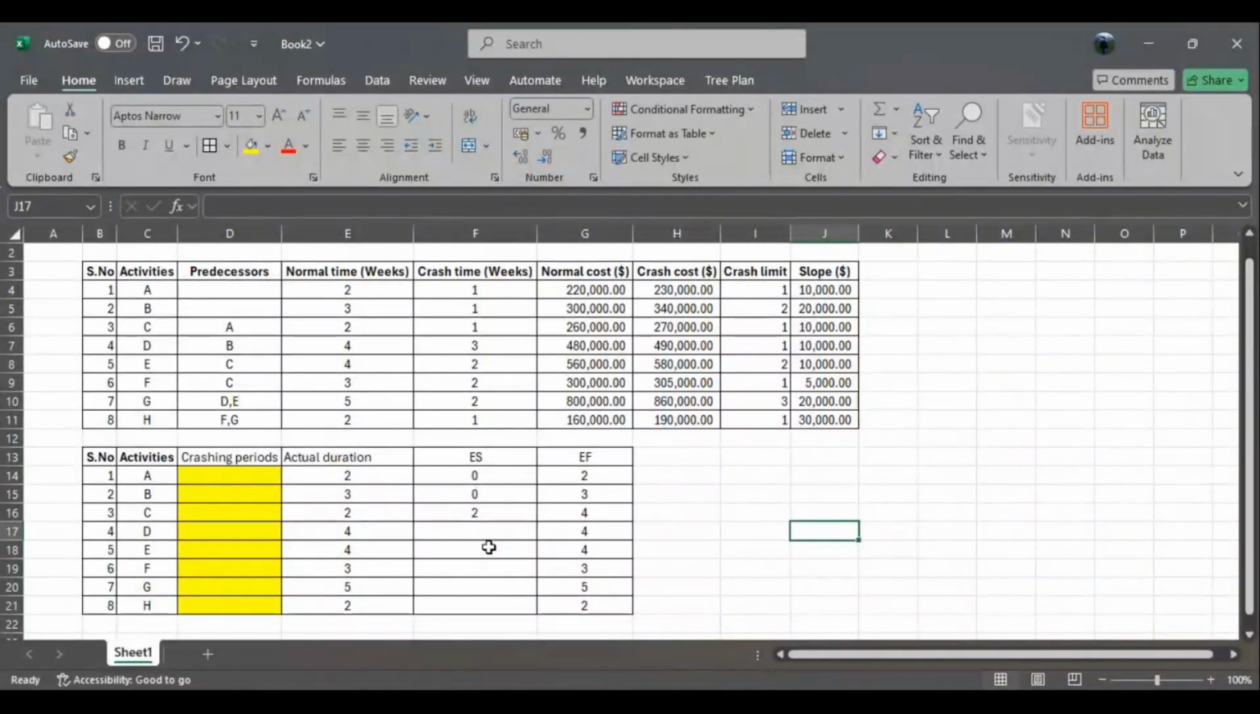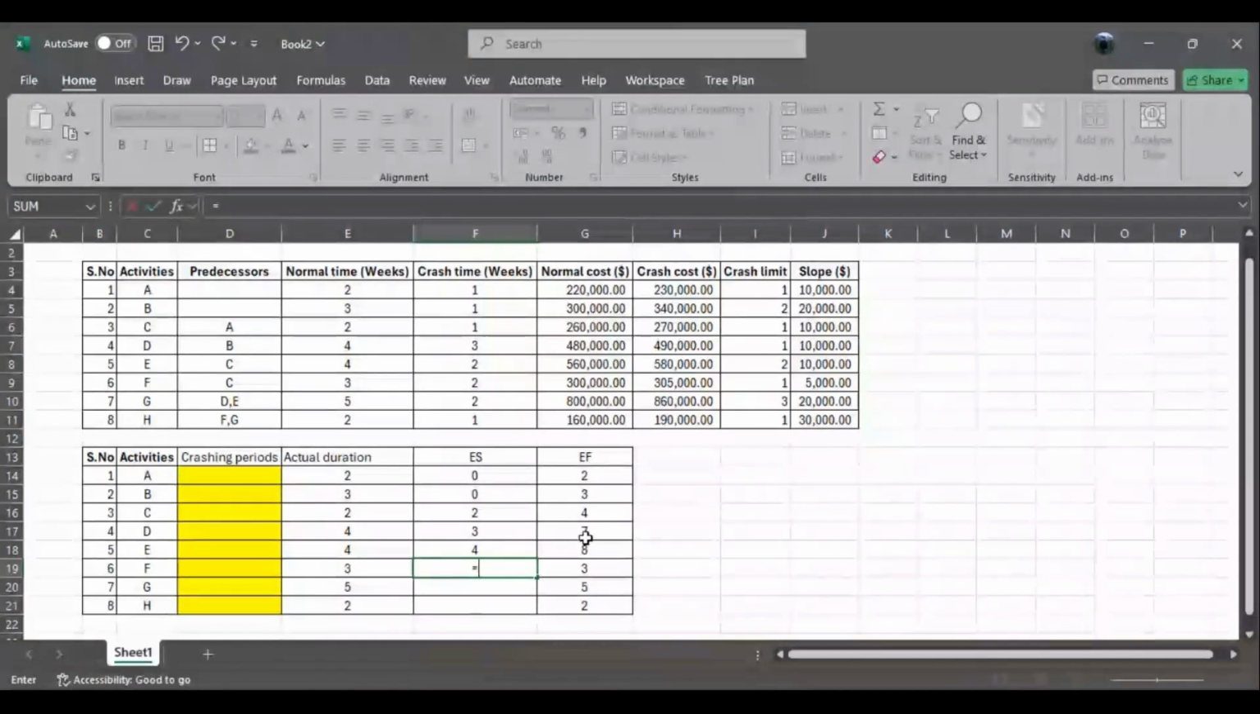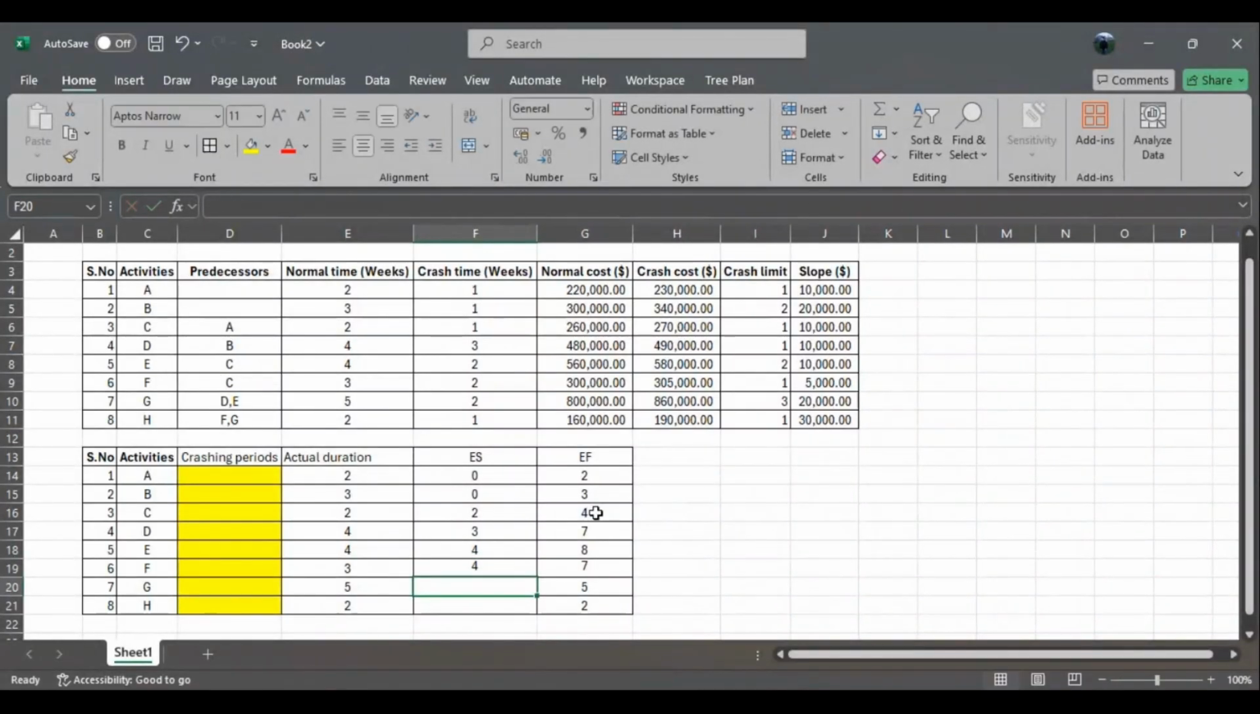Now, moving on towards activity D. What is the predecessor of activity D? It's B. So I'm supposed to click this cell now. D can only start when B is completed. So B is the predecessor of D, and D is the successor of B. So I'm going to select this cell right here. Similarly, for activity E, we got a predecessor, which is C. So I'm going to select this cell right here. And accordingly, for activity F, again, the predecessor is C. So I'm going to select this cell right here as well.